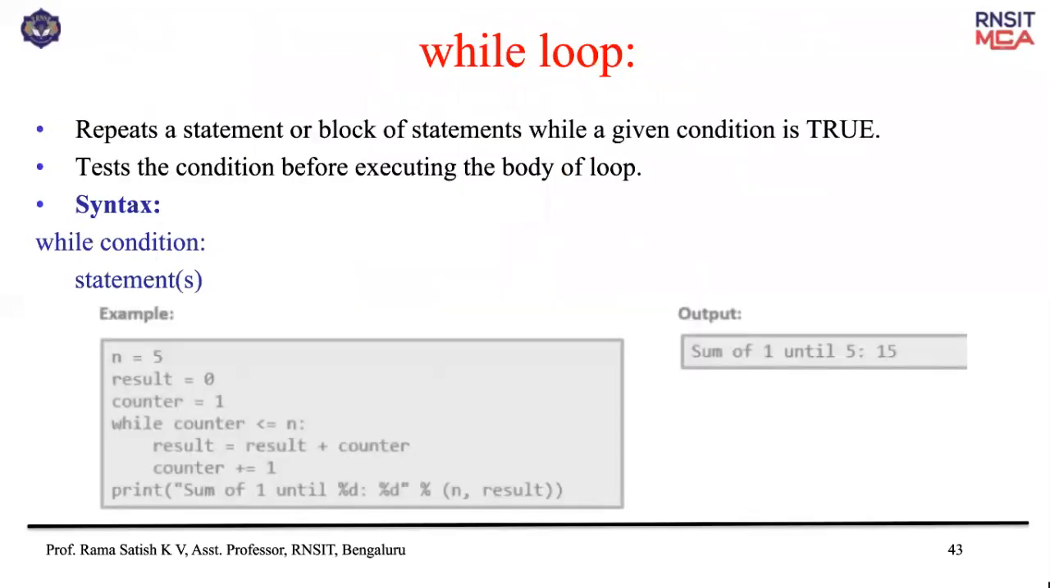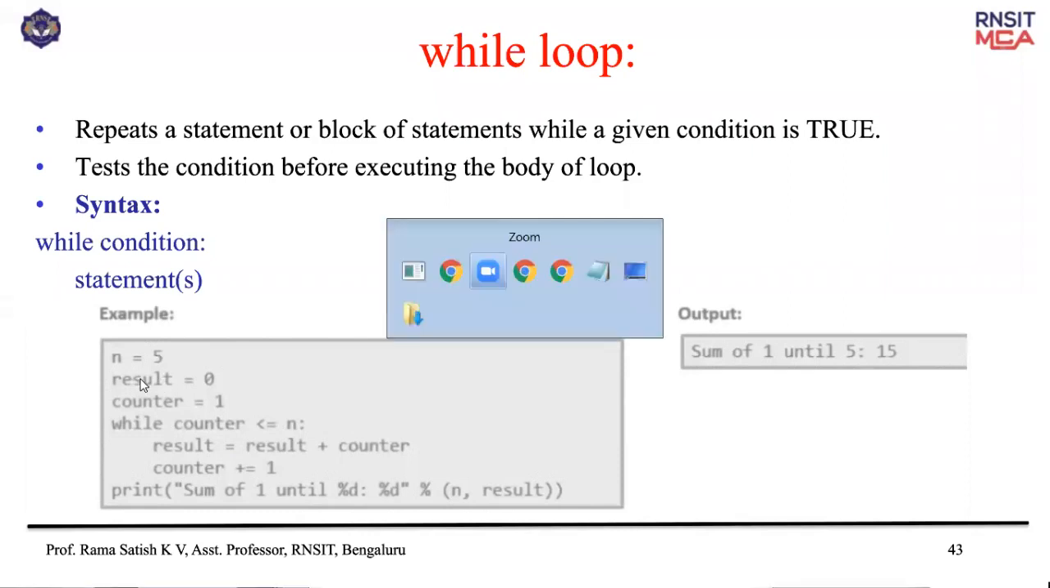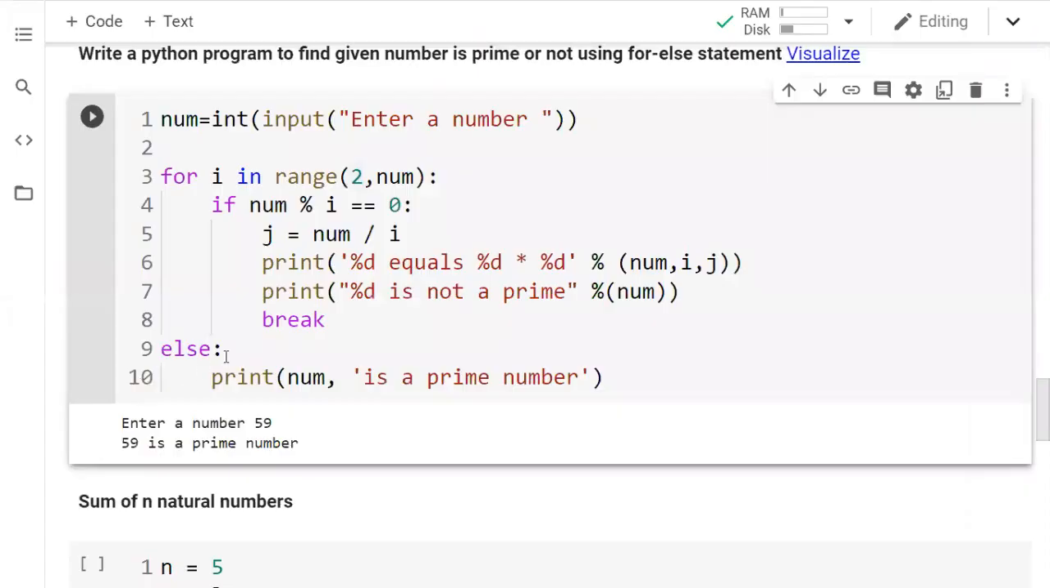Next, the while loop. While loop, you know very well. A while loop has a condition. If the condition is true, the block is executed, and as long as that condition is true, it keeps on executing the block. This we know very well. Based on this, we have a program. Maybe let me run it through Jupyter itself.